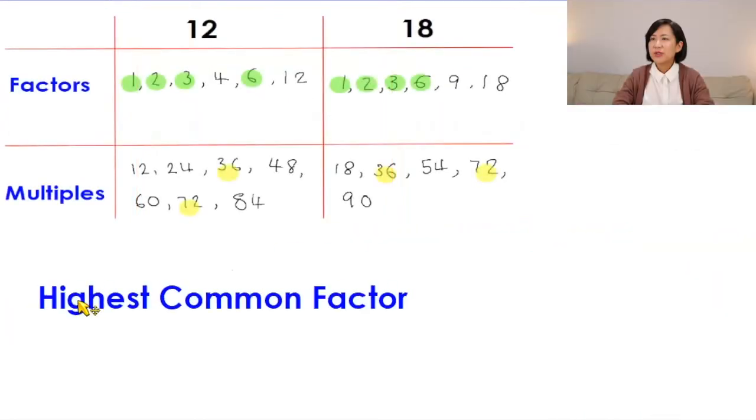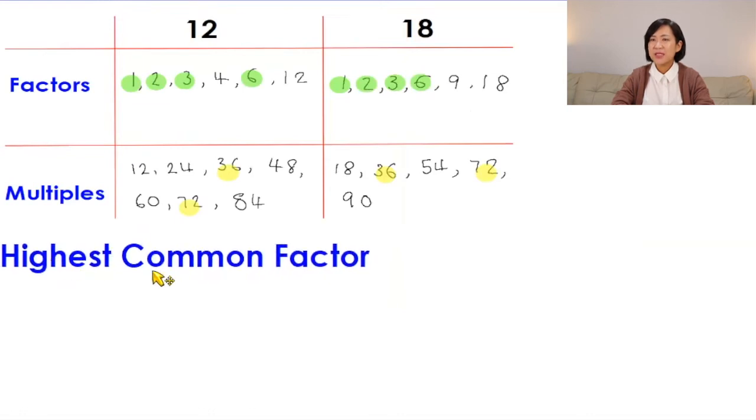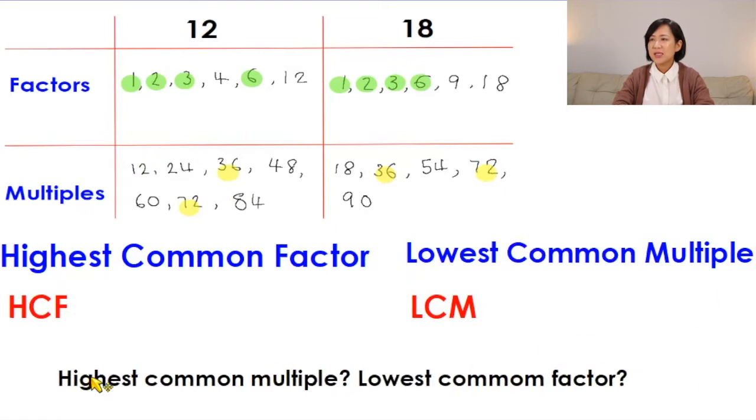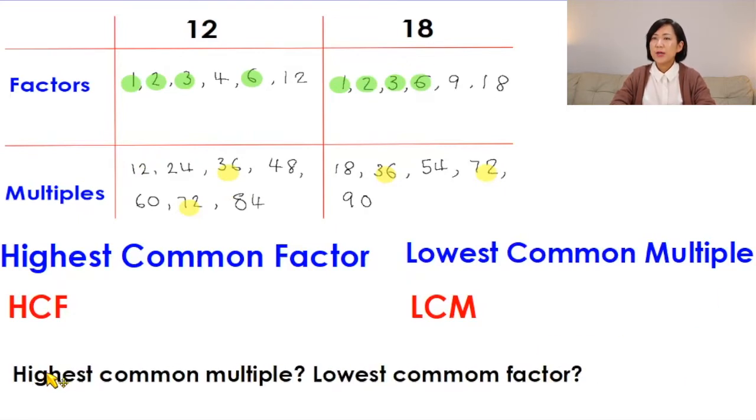Now, finally, I'm going to introduce you to a new term, that is highest common factor. For short, we call it HCF. And then we also have a new term, lowest common multiple, that is also called LCM. So let's see, what are these? First of all, let's talk about the highest common factor. We've got our common factors in the green numbers, right? Among them, what is the highest number? The highest number is 6, right? So this is the highest common factor of 12 and 18.